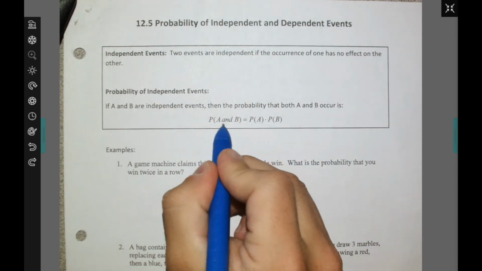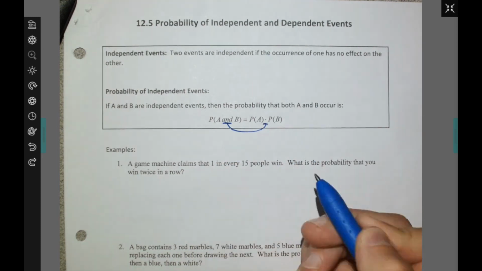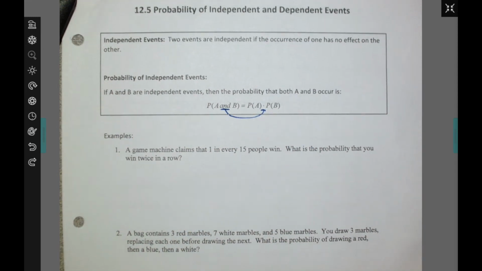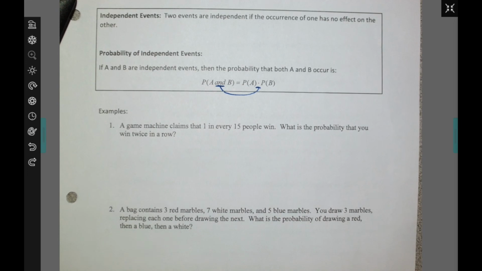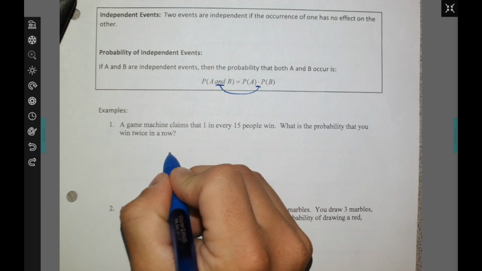And like I said, these are pretty much the ones we've already been doing. So it's just an and problem, and you're going to be multiplying the two probabilities together. So for example, one talks about a game machine. It claims that 1 in 15 people win. What's the probability that you win twice in a row?